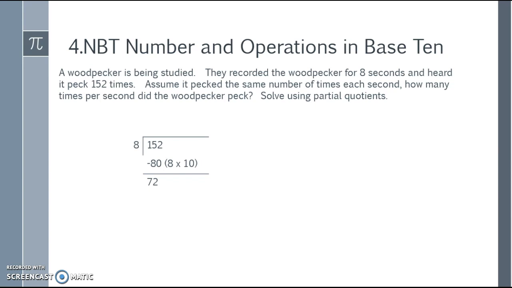Well, 8 times 10 is 80. If I did 8 times 20, I would get 160. That would be too many. So 8 times 10 is 80. When I subtract 80, I get 72. I also know that 8 times 9 is 72. So when I subtract, I have 0 remainder. So to figure out how many times it can go in, I add the 10 plus the 9 and I get 19.